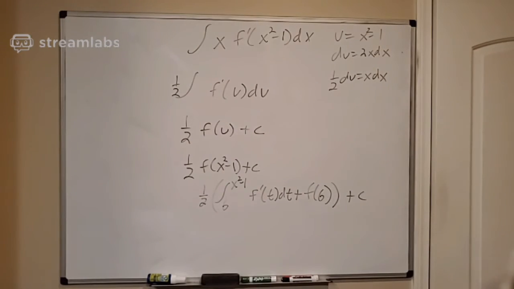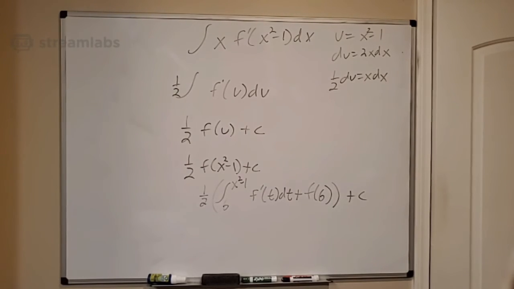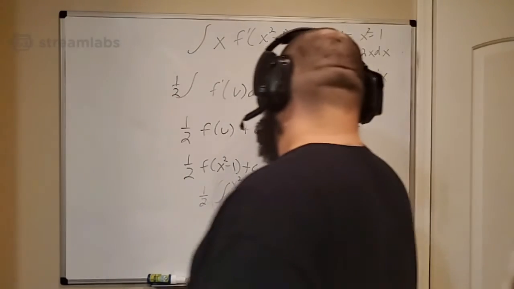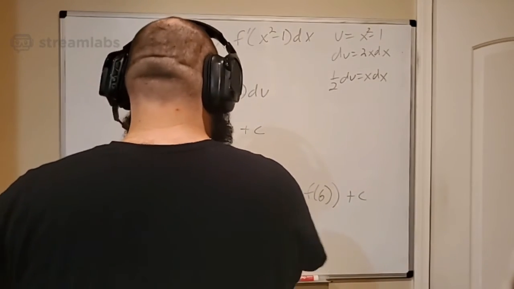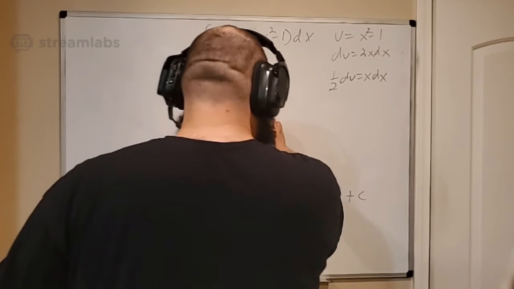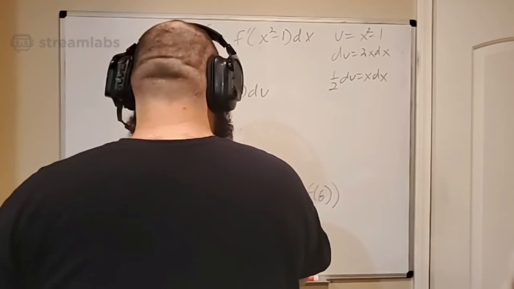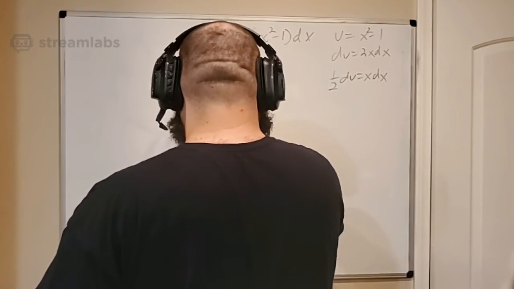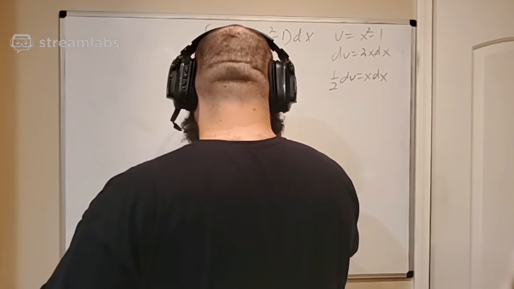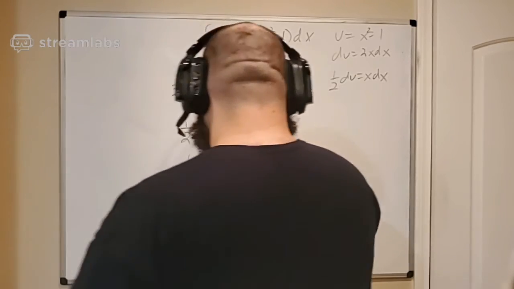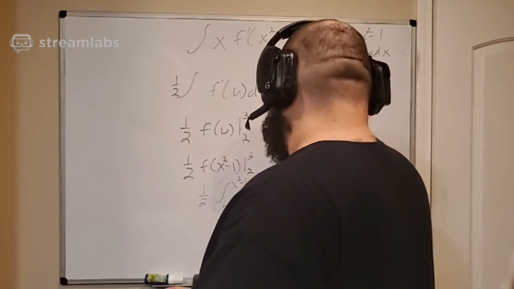Oh, we have actual values. I didn't realize we had actual values. So we'll still probably need that, but no plus c, get rid of u. Evaluated from 2 to 3. So we'll have to plug in 3 and 2 here. So we get, if I plug 3 in, 9 minus 1, which is 8.